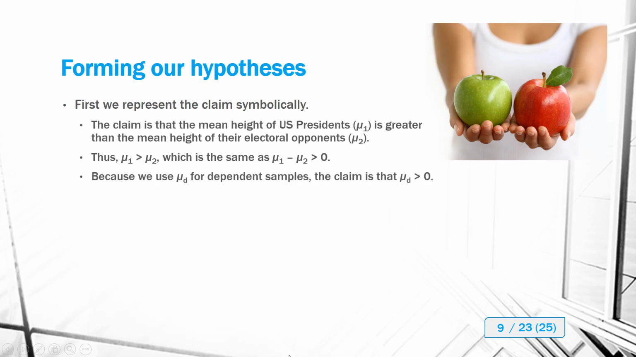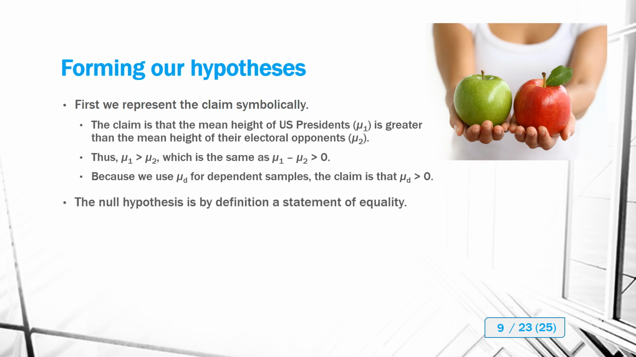Now, because we're talking about dependent data here, instead of saying mu 1 minus mu 2, we're going to say mu sub d. We're going to use mu sub d because that is the difference between the means of the two samples when you're talking about dependent data. So we're going to substitute that in and say mu sub d is greater than 0. This then is a symbolic representation of our claim.